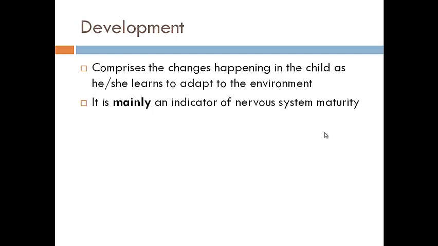Development in itself is an indicator of nervous system maturity. So growth gave you a few parameters, and each parameter reflected something. But development as a whole is usually an indication of development or changes or maturation of the nervous system.